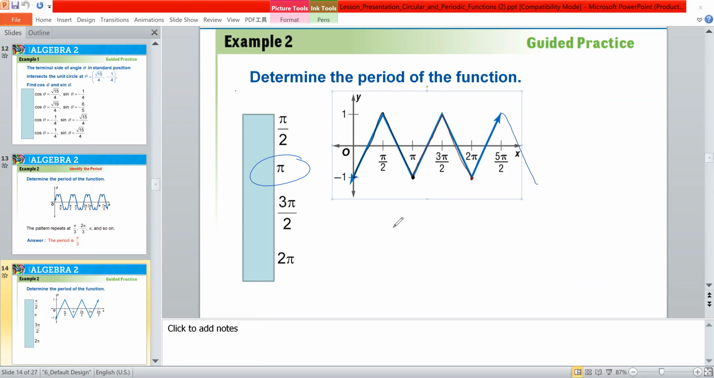So this is the second idea. The first idea is talking about which represents x and which represents y. The second idea is talking about the period. The third idea, we will talk about it now.